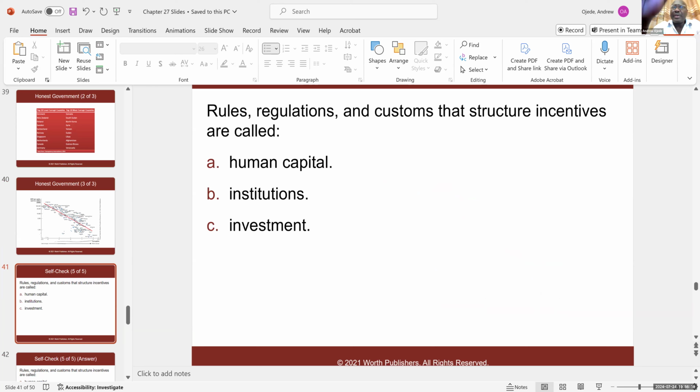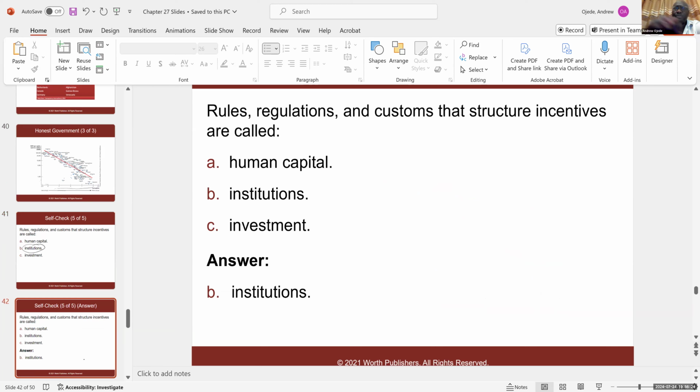So the rules, regulations, and customs that structure incentives are called institutions. We just talked about it. We've been discussing that. B is the correct choice.